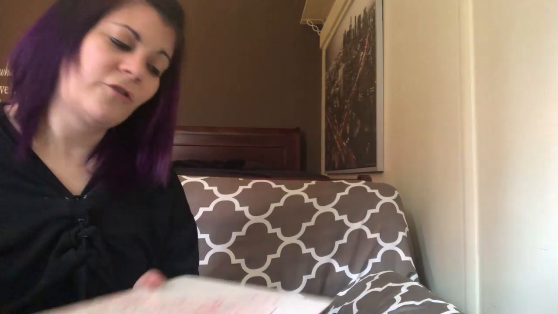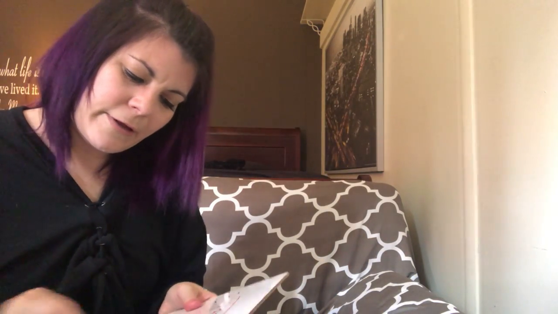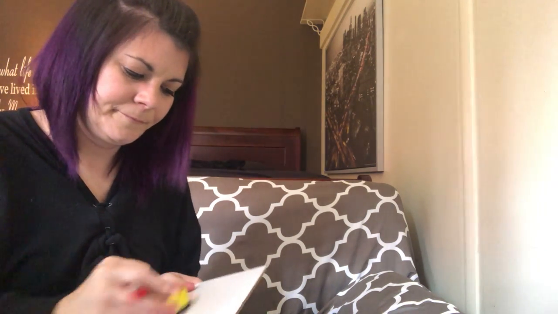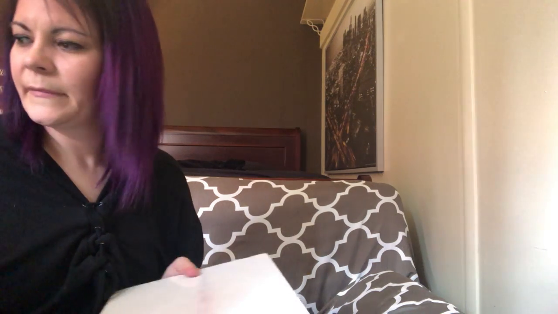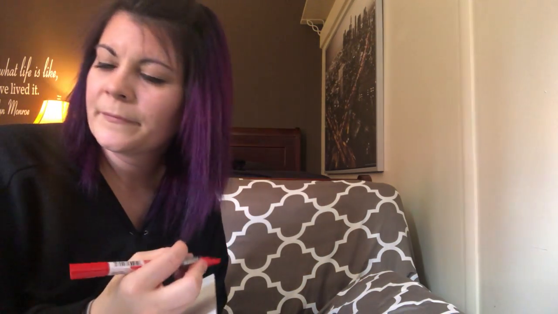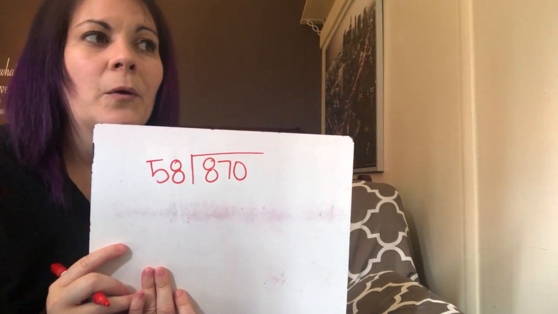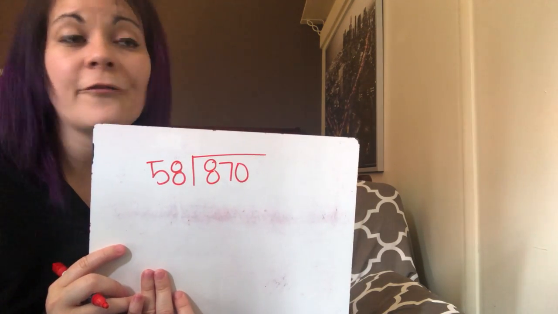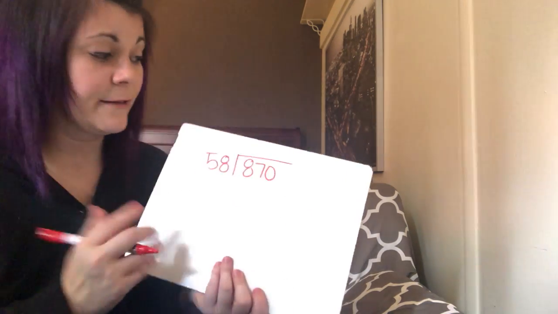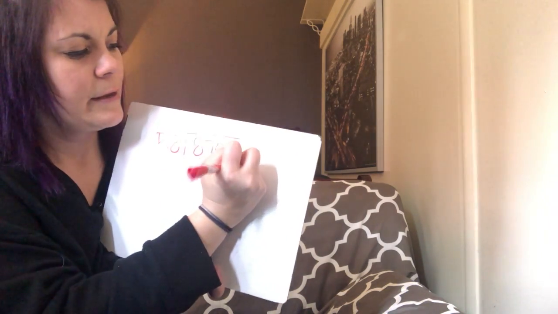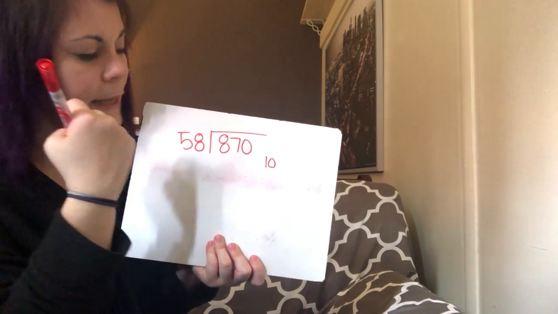Let's do one with a 2-digit divisor, a little harder. So again, our goal is to make that dividend zero. So 870 divided by 58. Well, I know 58 times 10 is 580. So I'm going to start there because that's a big chunk of 870. So powers of 10, I'm going to start with 10.